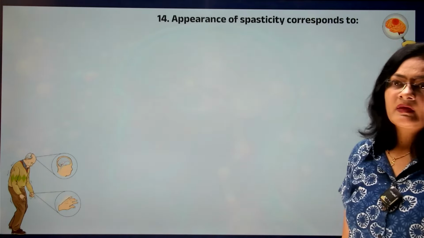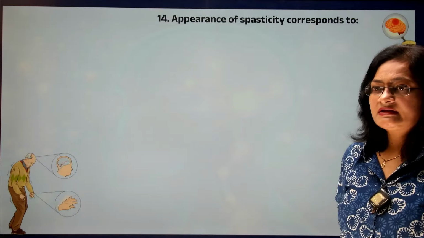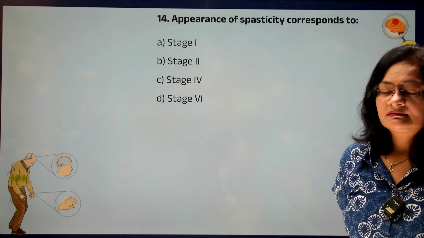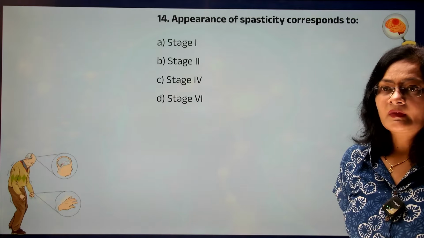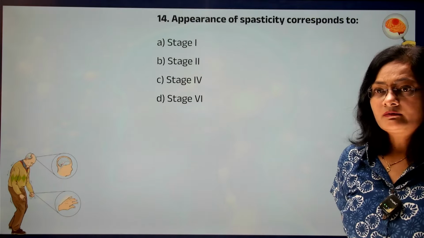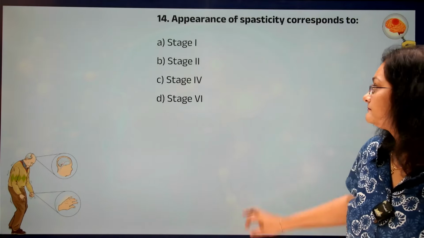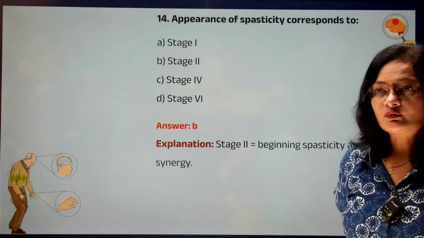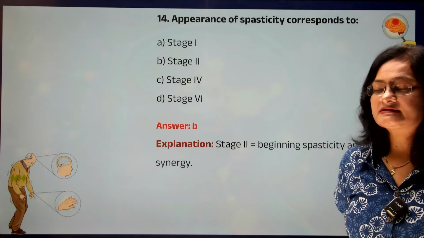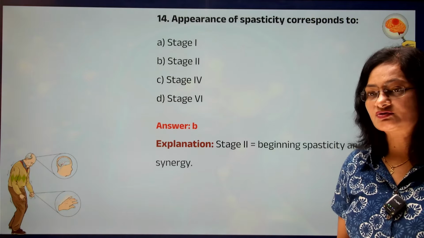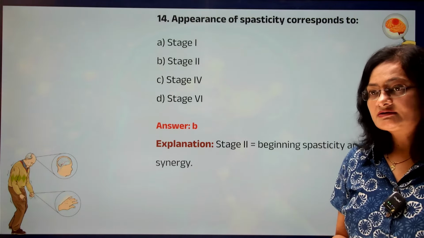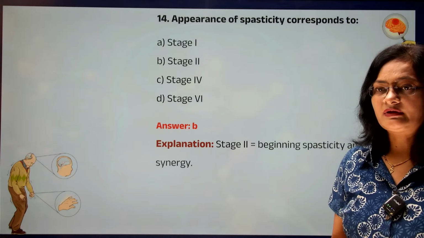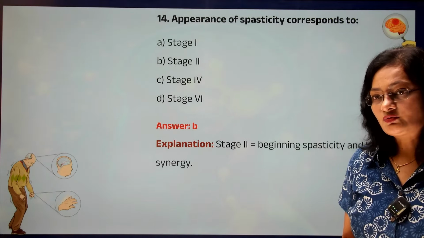Now, appearance of spasticity corresponds to stage 1, stage 2, stage 4, or stage 6. So our answer will be stage 2. As I have already discussed, spasticity will appear in stage 2 and there will be presence of associated reactions like Souques's phenomenon and Raimiste's phenomenon in stage 2.